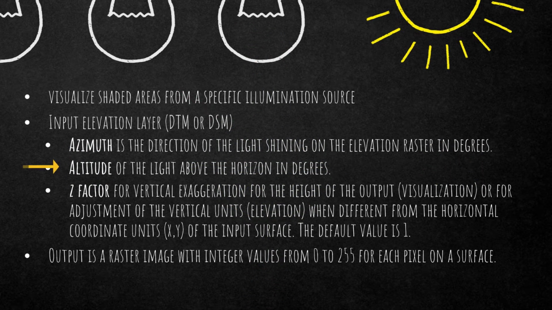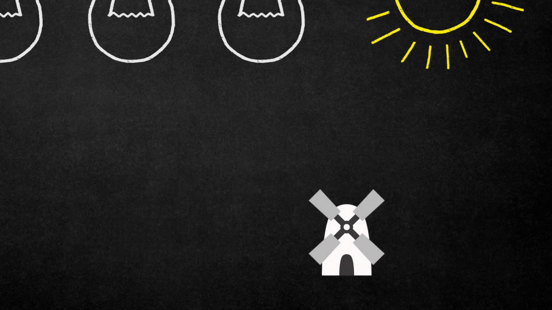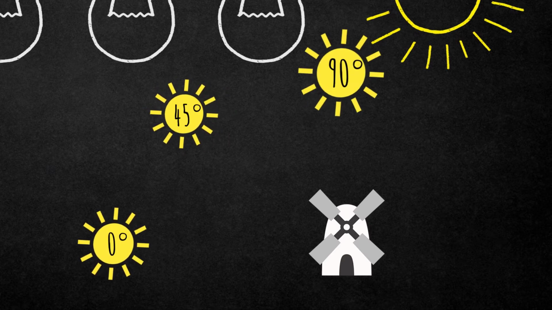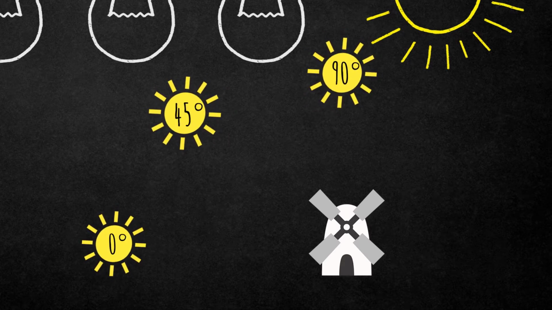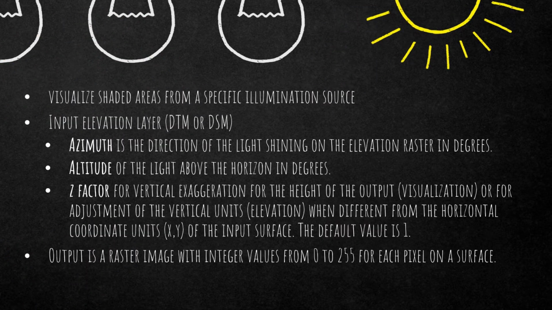Next one is the altitude of the light above the horizon in degrees. So 90 would be directly from above and 0 would be on the horizon. I think by default it's set to 45 degrees. And then the C factor for vertical exaggeration of the height of the output. So this can be helpful if you want to adjust the vertical units. So for example, if you have a difference in horizontal coordinate units compared to the input surface. By default it's set to 1, but if you need to change that, you can adjust the C value.